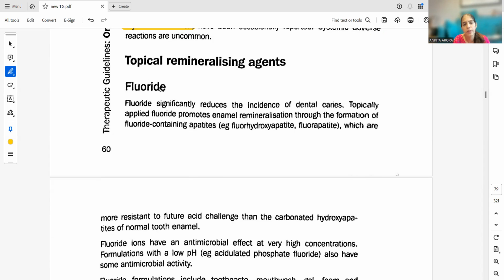One is fluoride. Fluoride significantly reduces the incidence of dental caries. Topically applied fluoride promotes enamel remineralization through the formation of fluoride-containing apatites, for example hydroxyapatite, fluorhydroxyapatite and fluorapatite. So we know that fluoride remineralizes hydroxyapatite of enamel into fluorapatite, which is more resistant to future acid challenge than the carbonated hydroxyapatite of normal tooth enamel.